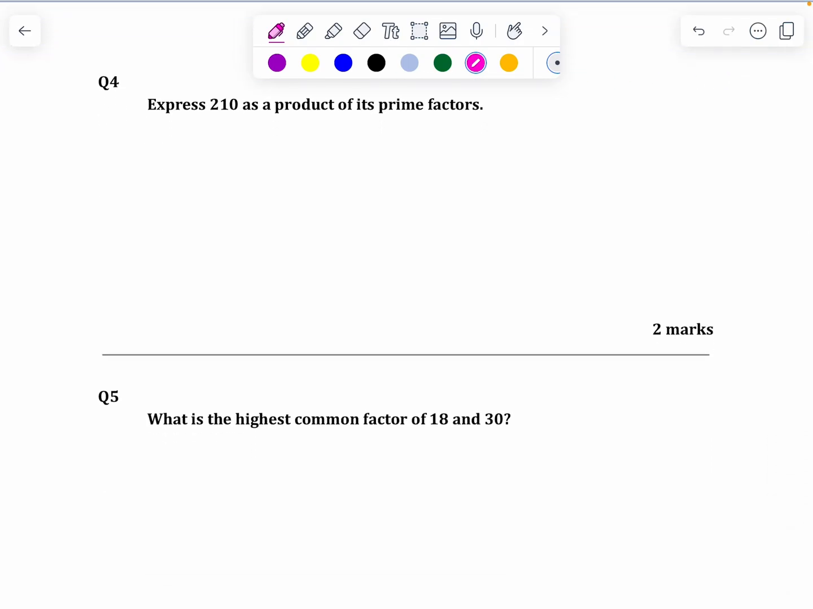Okay, express 210 as a product of its prime factors. So that's where we have the tree, so 210. Then 21 times 10. 5 times 2 is 10. These are both prime numbers, so I circle them. And again here, 3 times 7 is 21, and 3 and 7 are prime numbers, so I circle them. Now that gets you 1 mark.